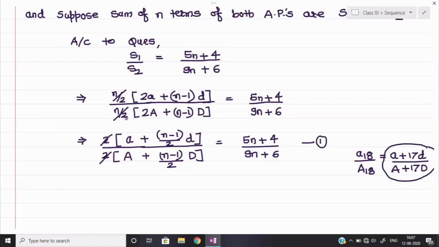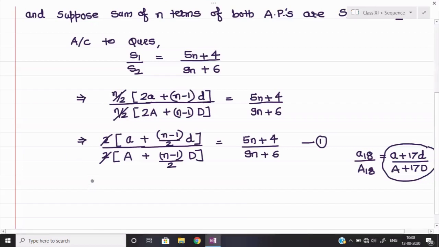So to bring 17, what value of n do I need to put? For that I will compare the coefficient of d. In my equation number 1, the coefficient of both the d's is (n minus 1) upon 2, and in the requirement the coefficient of d is 17. So I will compare both of them, and after comparison I will find out the value of n. That value of n I will again put in equation number 1, and then we get the value of A18 upon capital A18. Okay, let's see how we can find it.